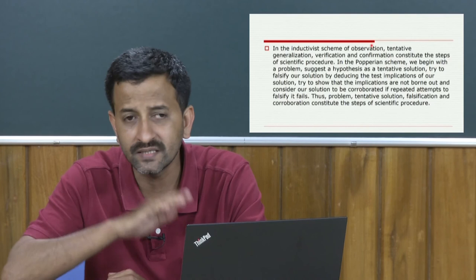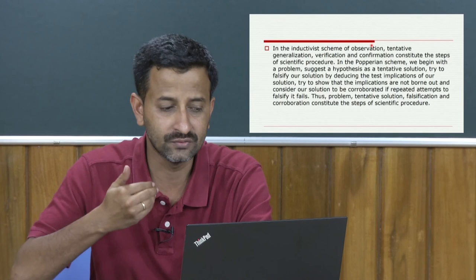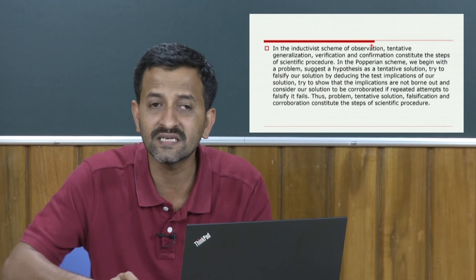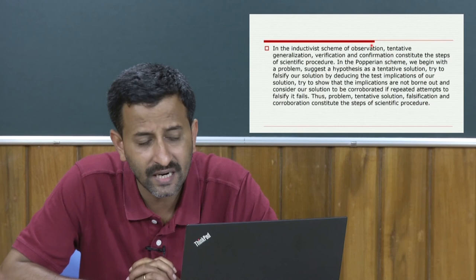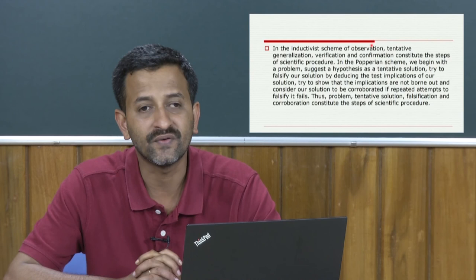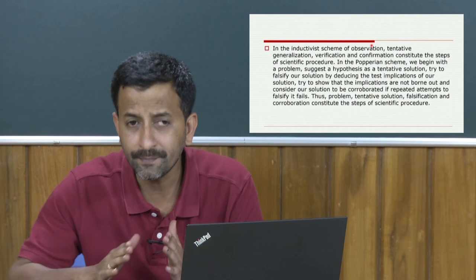We have already discussed this, and then we try to falsify our solution, not verify it. We are not trying to verify; we are trying to falsify our solution by deducing the testable implications of our solution in the Popperian scheme. Then we try to show that the implications are not borne out, and we consider our solution to be corroborated if repeated attempts to falsify it fail.